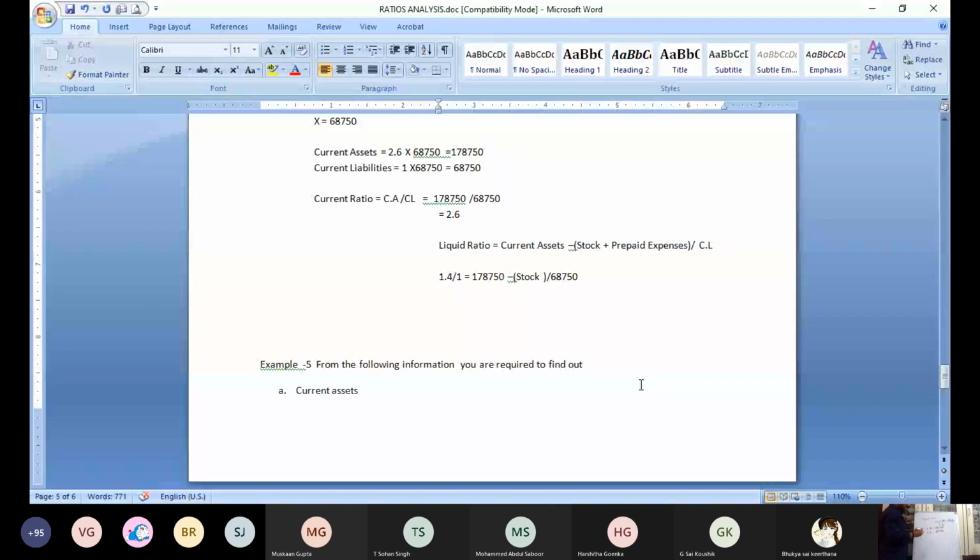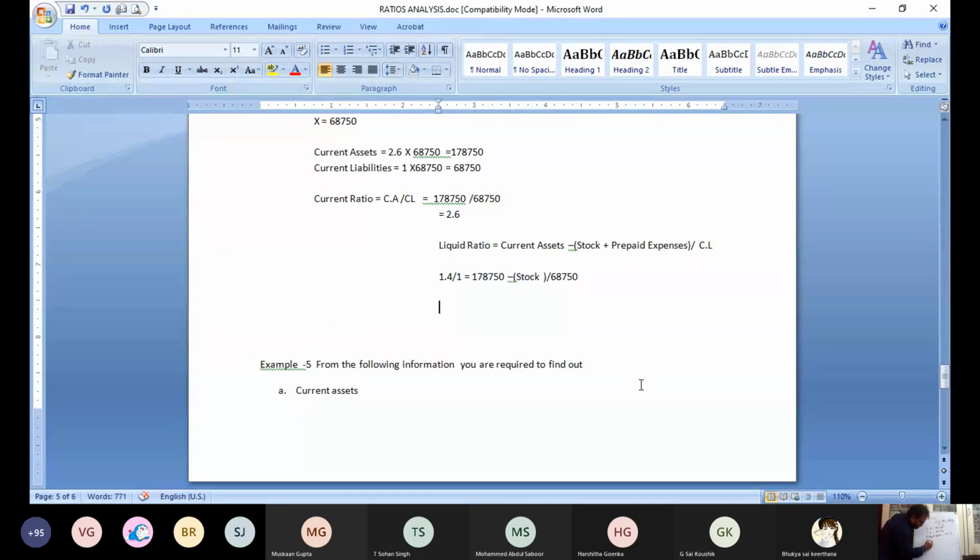Here the liquid ratio is given. What is the liquid ratio? 1.4. Liquid ratio 1.4:1. Remember, 1.4:1. The number before it is given as the numerator and 1 is always the denominator. If you remember that, it is very easy.